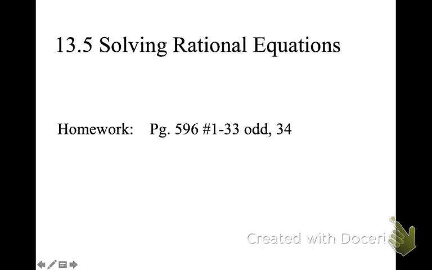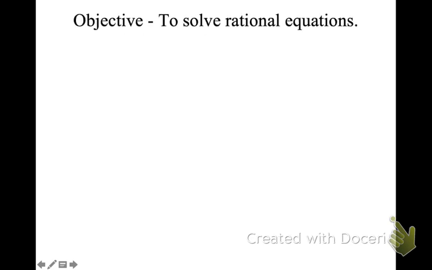Today we're doing 13.5, solving rational equations. Homework is page 596, 1 through 33 odd, and number 34. All right, so we've done this before. We have solved rational equations. The difference is we have choices now.